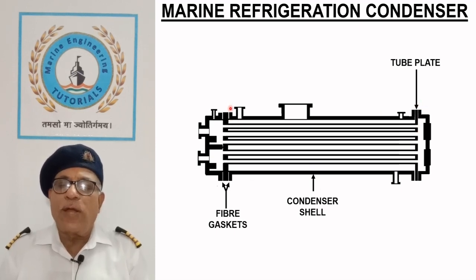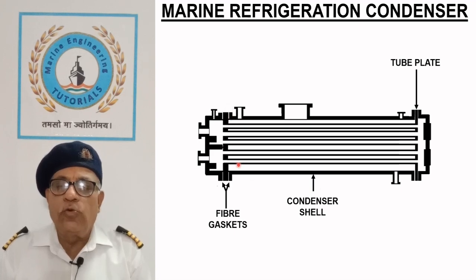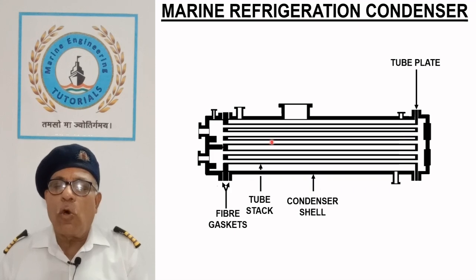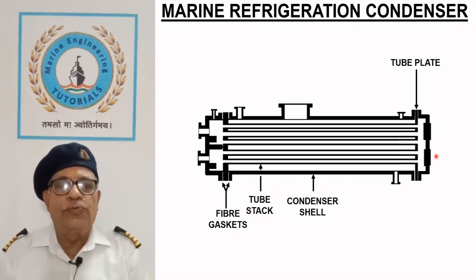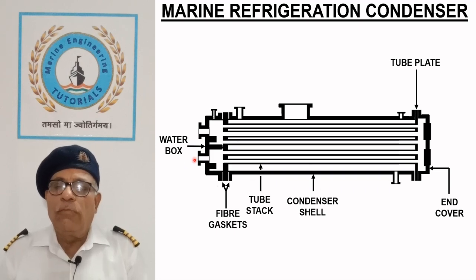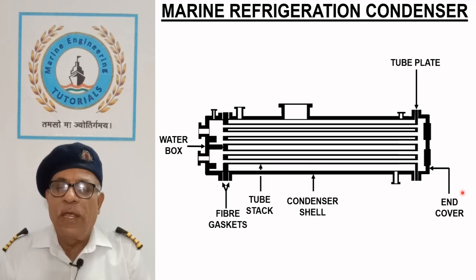Tube plates of Admiralty brass are attached to both ends of the shell flanges with fiber gaskets to prevent the leakage of refrigerant. Cupro-nickel or aluminum brass tubes are attached to the tube plates by expansion and bell mouthing, thus forming the tube stack. Tube plates are closed by water boxes or end covers, which provide the supply of coolant through the tubes.